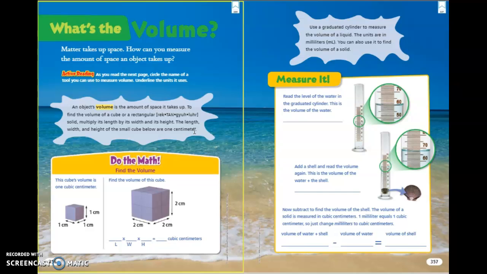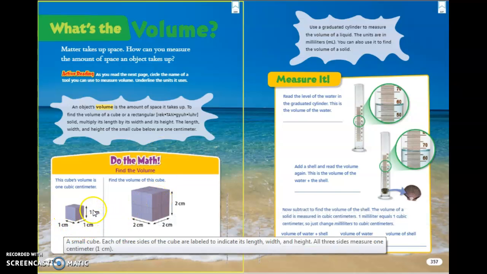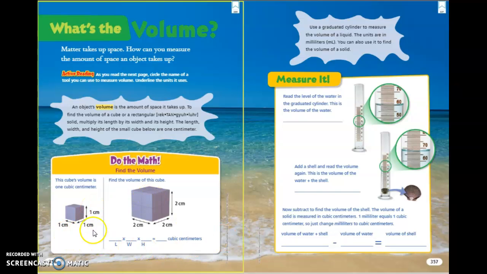Let's go ahead and read this very first paragraph. An object's volume is the amount of space it takes up. To find the volume of a cube or a rectangular solid, multiply its length by its width and its height. The length, width, and height of the small cube below are 1 centimeter. So it says do the math. You would put 1 centimeter, 1 centimeter down below. So if I was multiplying, I would go 1 times 1 times 1. It would take up 1 cubic centimeter for this one.